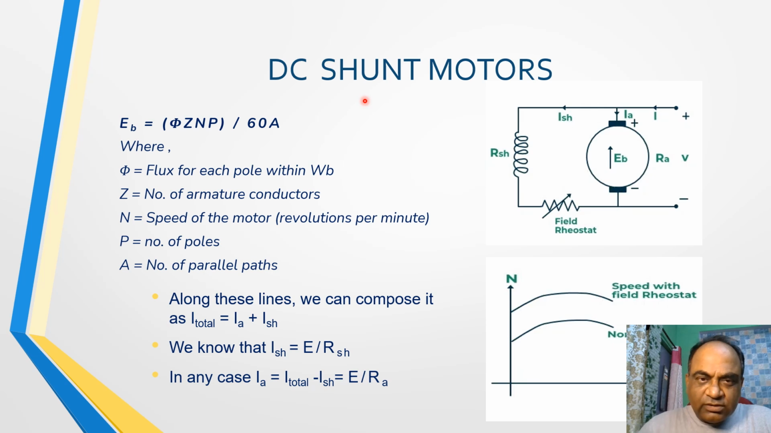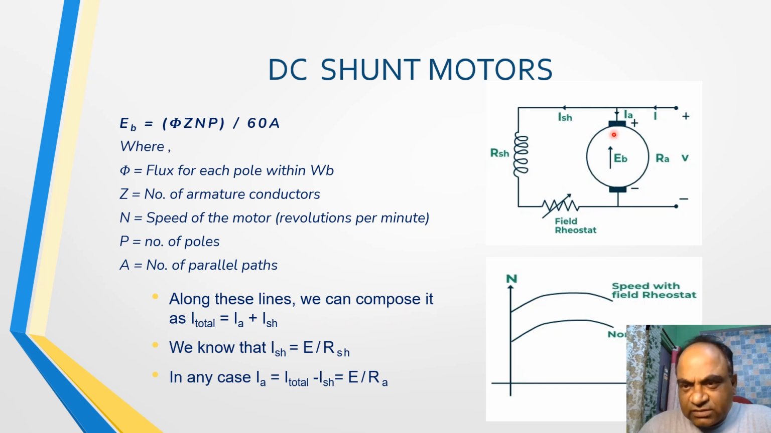So let us recall the DC shunt motor's equation for the back EMF. Back EMF equation: EB is equal to phi ZNP by 60A, where phi is the flux for each pole measured in Webers, Z is the number of conductors, N is the speed of the motor in RPM, P is the number of poles, and A is the number of parallel paths. So, among these lines, we can also compose it by I.